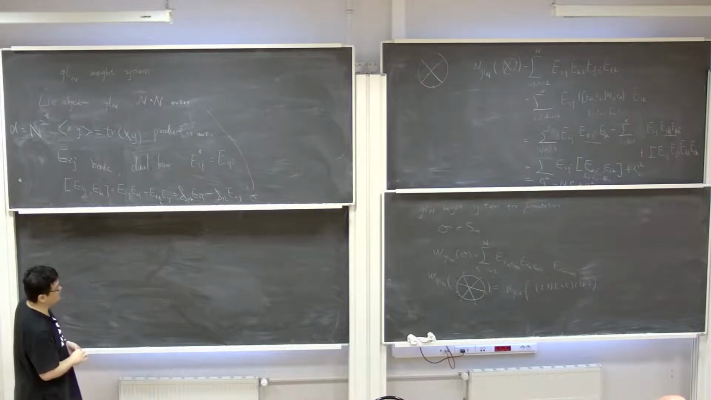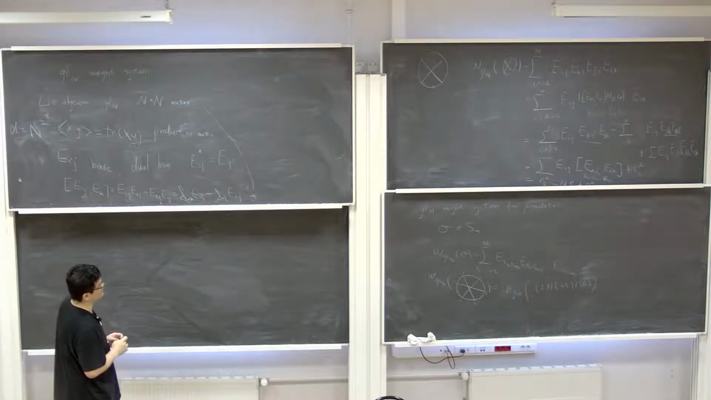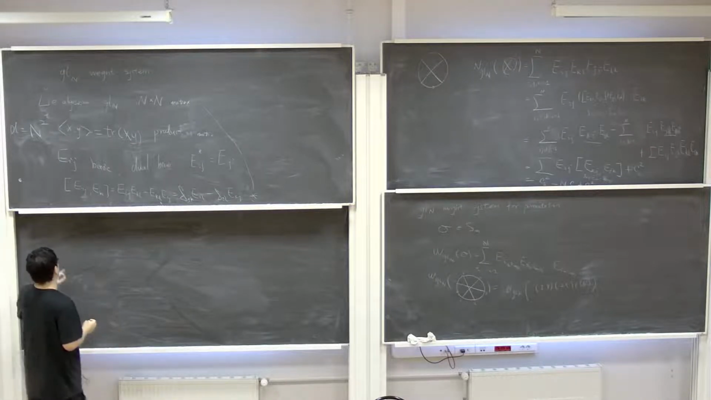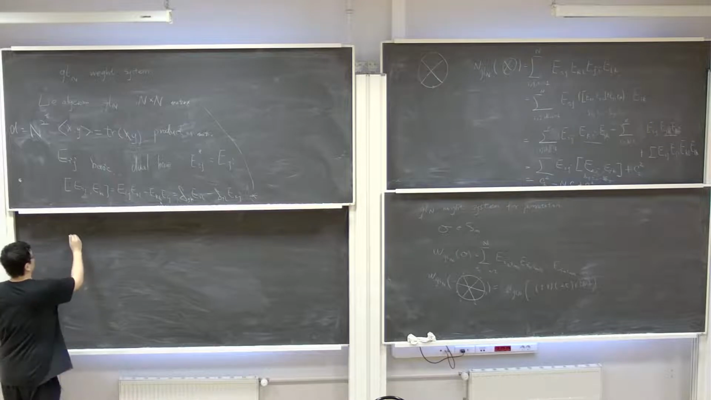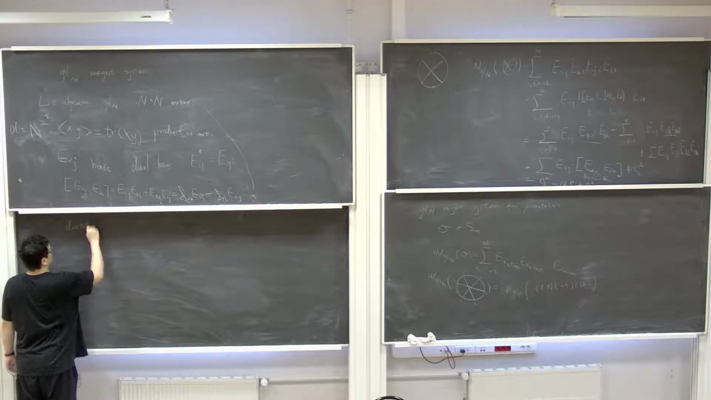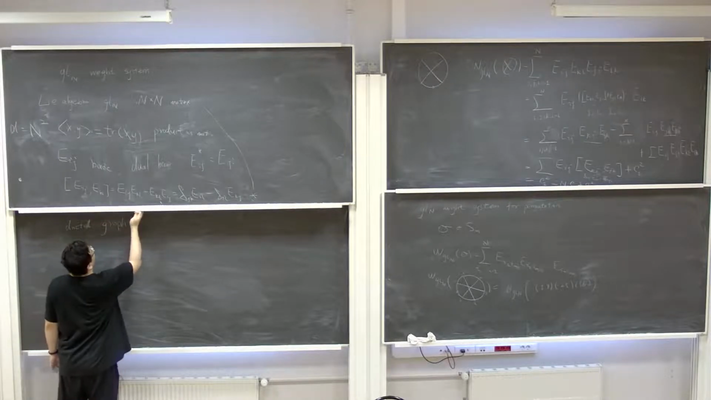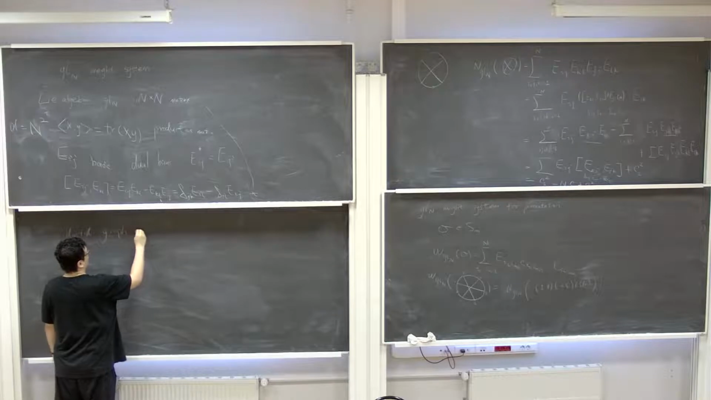And in order to calculate this GLN weight system for permutation, we need another thing called the directed graph for permutation.